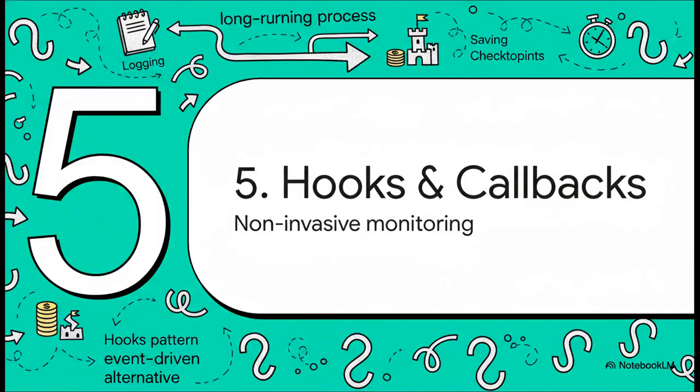Okay, pattern 4. Think about long-running processes, like training a model or scraping a massive dataset. We often need to inject some logic at specific points, maybe for logging to a dashboard, saving a checkpoint, or checking for an early stopping condition. The naive way is to just keep adding more if statements inside your main training loop. That gets messy fast. The hooks pattern gives us a clean, event-driven way to do this.